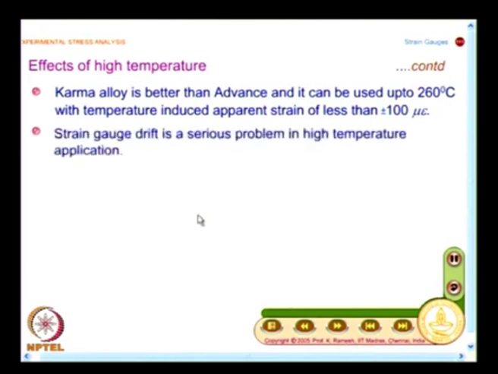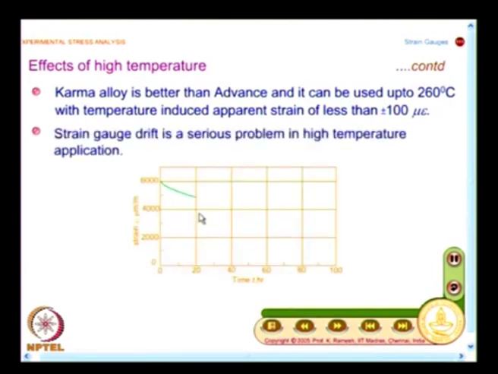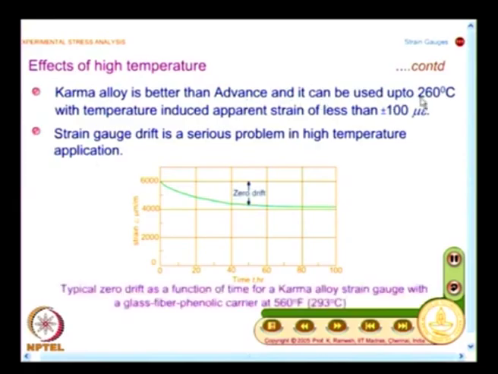And we have also mentioned in several of our lectures that Karma alloy is better than Advance because it can be used up to 260 degree centigrade, whereas Advance only up to 205 or so. So, it can work beyond 205, and the apparent strain is of the order of plus or minus 100 microstrain. The error introduced because of temperature changes is of the order of 100 microstrain.